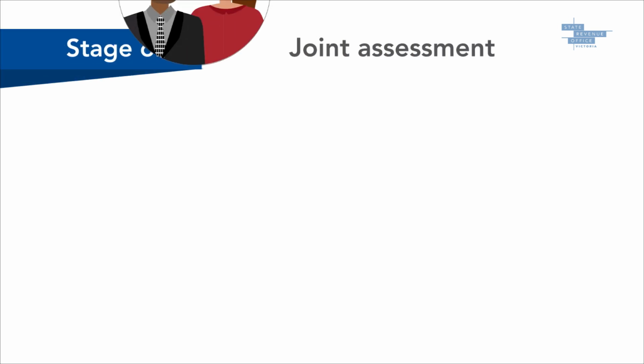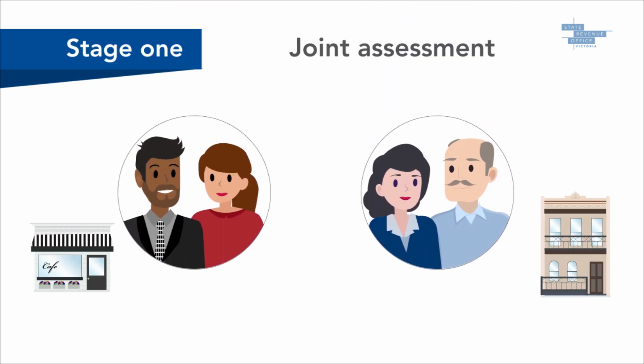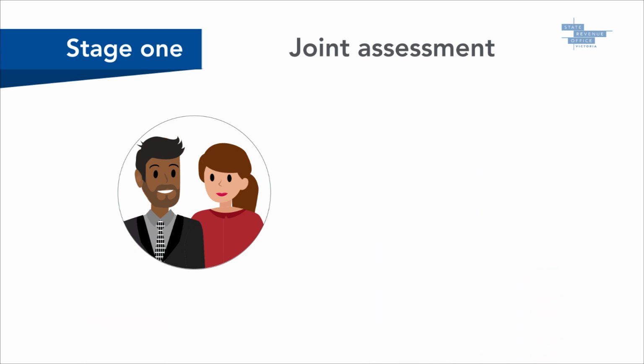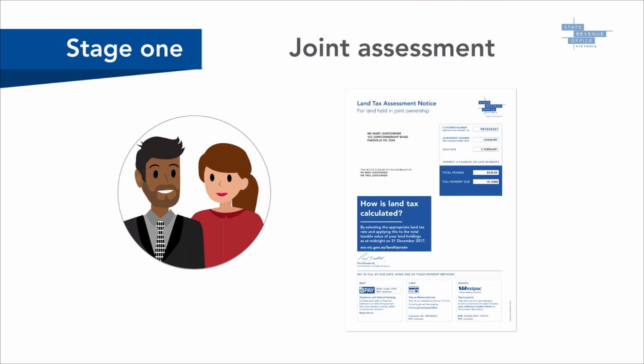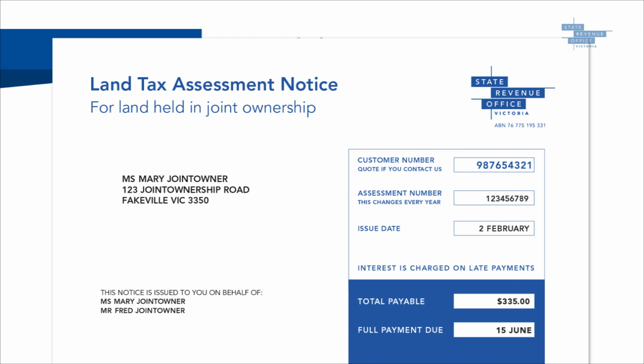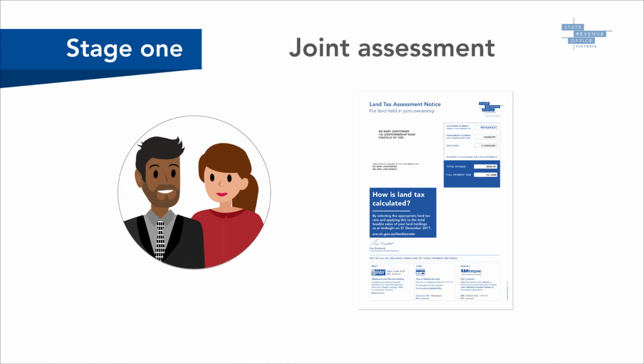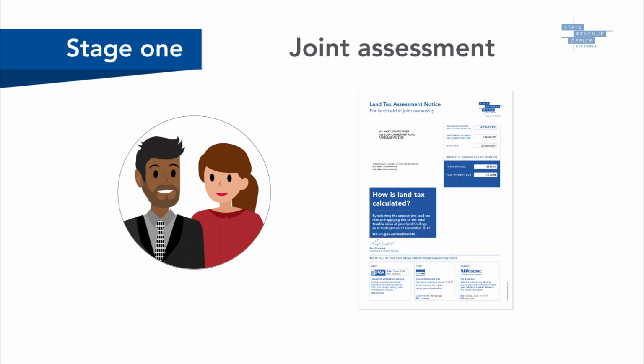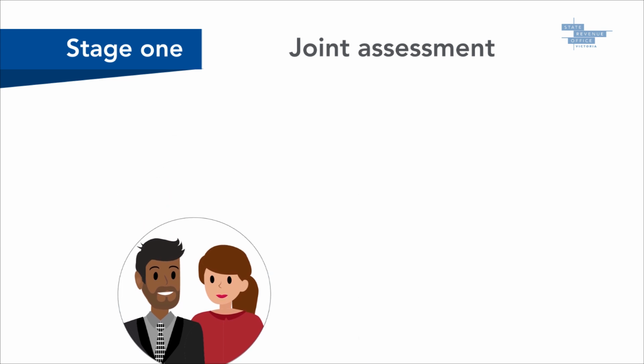First, we assess each unique joint ownership on all the taxable land owned by that particular combination of owners. If the joint ownership is liable for land tax, we will issue a joint ownership assessment. We will send the joint ownership assessment to one of the joint owners on behalf of all the owners. All the joint owners of the property are jointly liable for the land tax payable. If the joint ownership only owns exempt land, or if the land owned is below the land tax threshold, we will not issue a joint assessment.